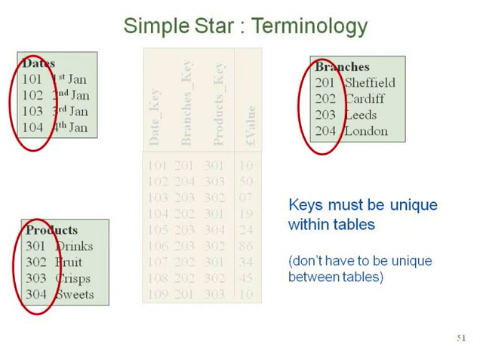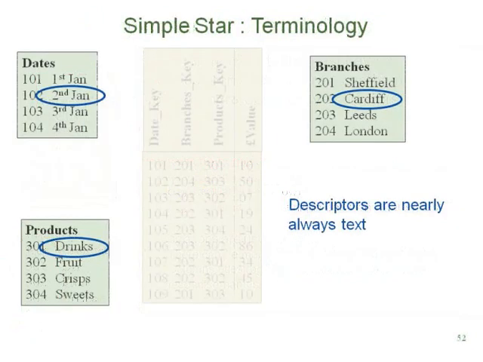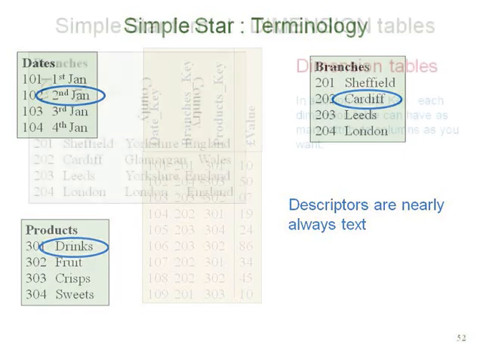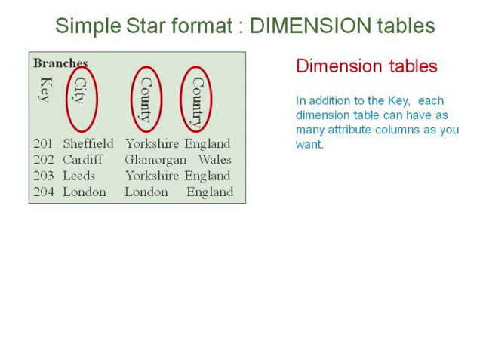Now, in our current example, we've made each of the different tables have different key values. But that doesn't have to be true. Keys don't have to be unique between different tables. You could have a date 301 and a product 301, for example. In contrast, the description columns are nearly always text. The dimension tables could have several descriptive columns. This example has city, county, and country, 3 different descriptors.